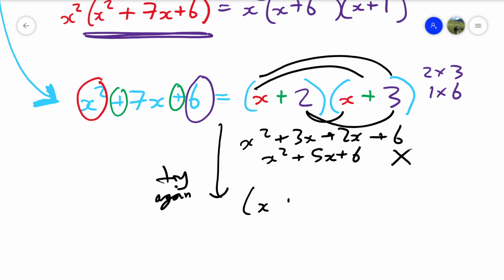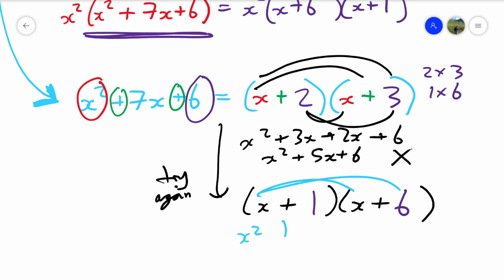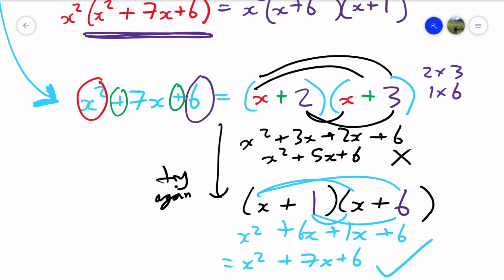So that'll be x plus, and this time I'm going to put in 1 and 6 and see if that works. So now let's try that one. That's x squared plus 6x plus 1x, which is just x, plus 6. So that's x squared plus 7x plus 6. Ta-da! That worked.